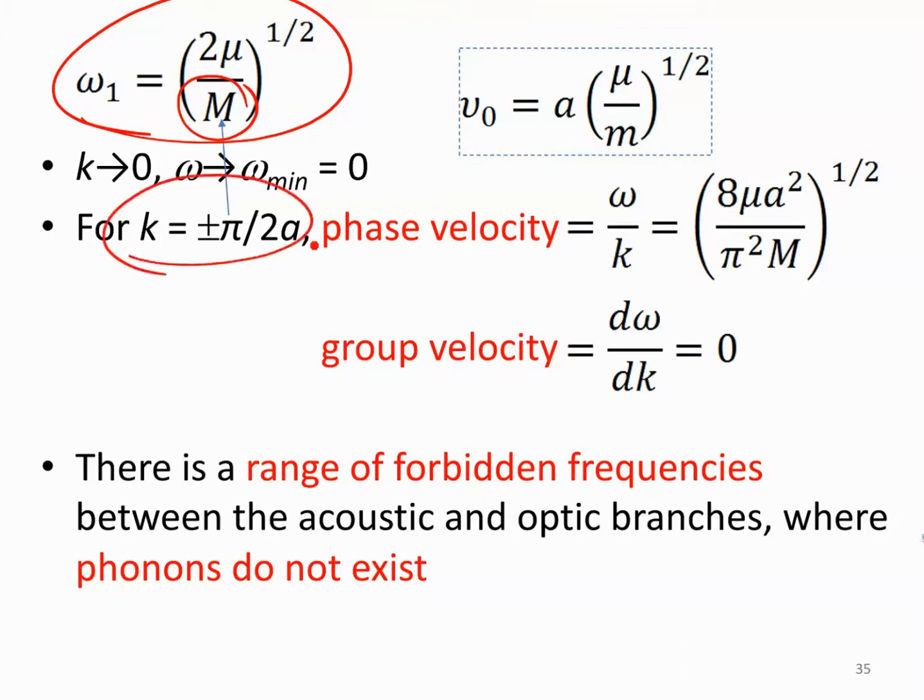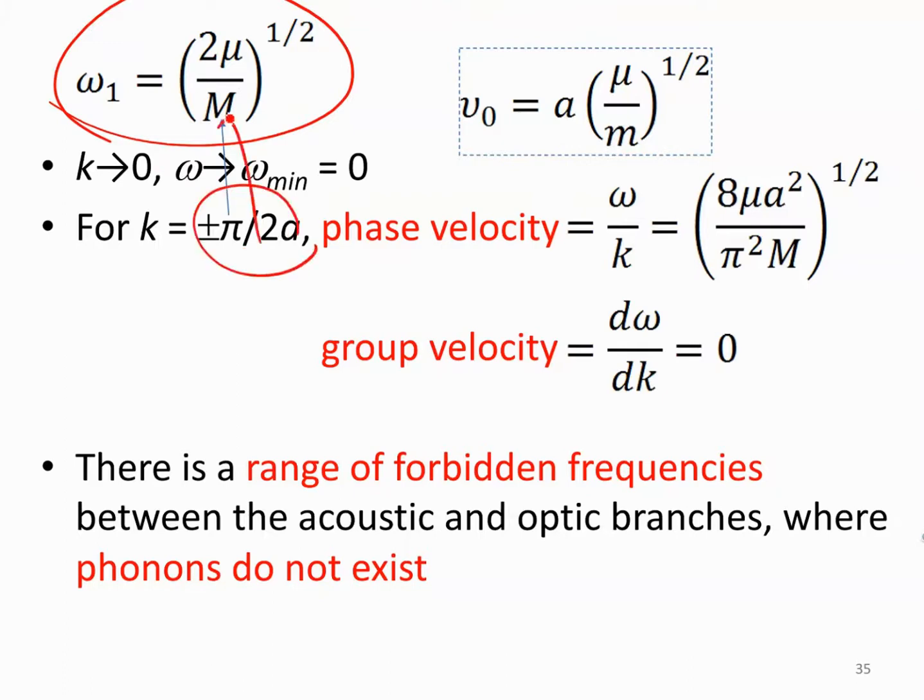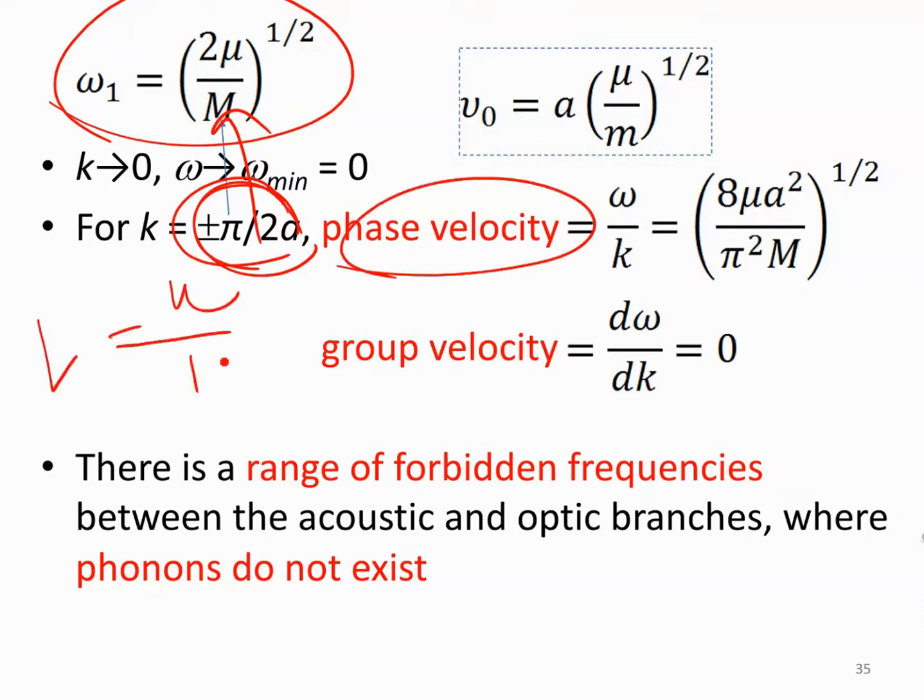Then for k equal to plus or minus pi over 2a at the boundary, the phase velocity equals omega over k. You just substitute k equal to pi over 2a into this equation, because we want to know the phase velocity v equal to omega over k. So omega is this one, then k is this one. Substitute, then solve it, you get this one.